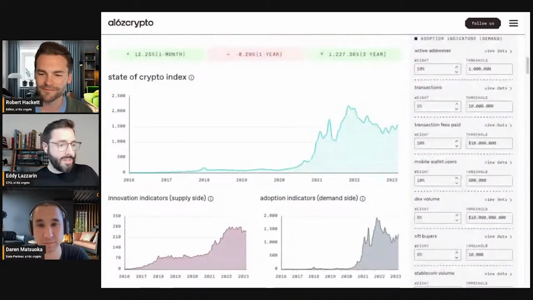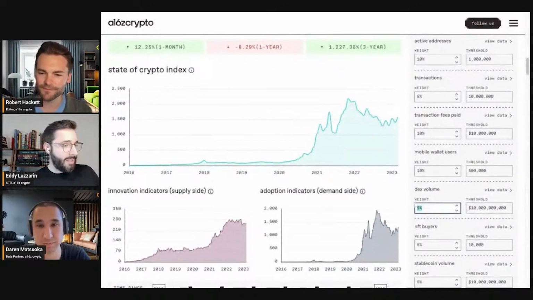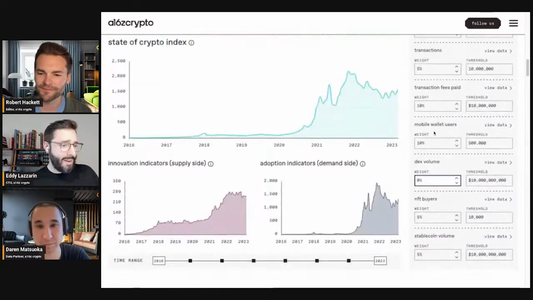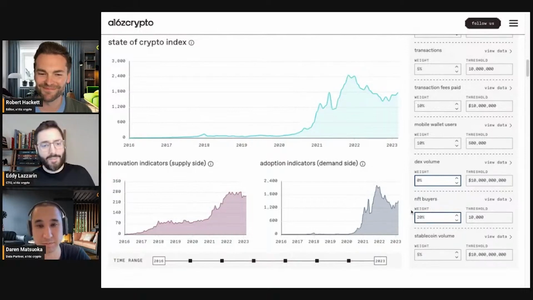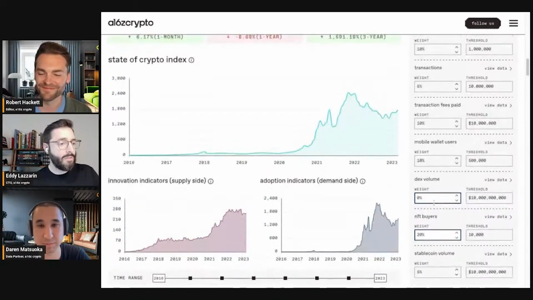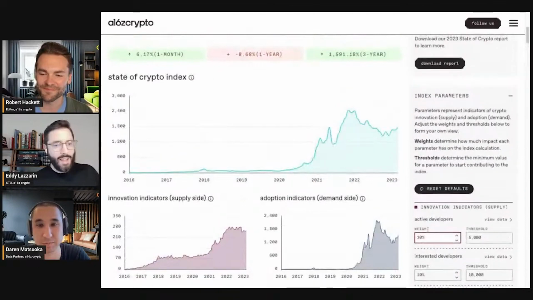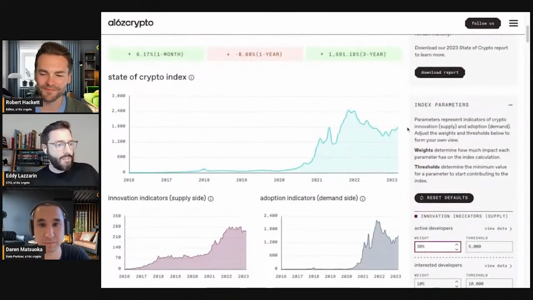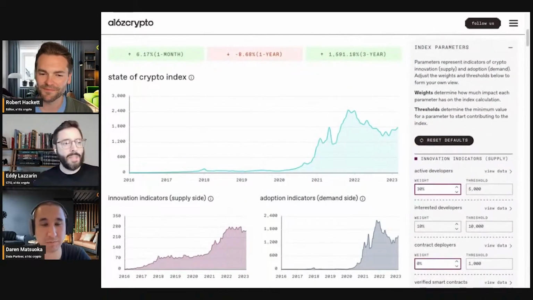Similarly for adoption indicators, maybe DEX weight, forget about that. What really matters to me is NFT buyers, right? That's everything. The world is made of NFTs. So there you go. That's some other way of doing it. You can zero them out. So again, not trying to be an objective scientific measure, but trying to show how specific metrics from open data sources can be brought together to show a view about how technology is progressing in crypto, relating to adoption and relating to innovation.